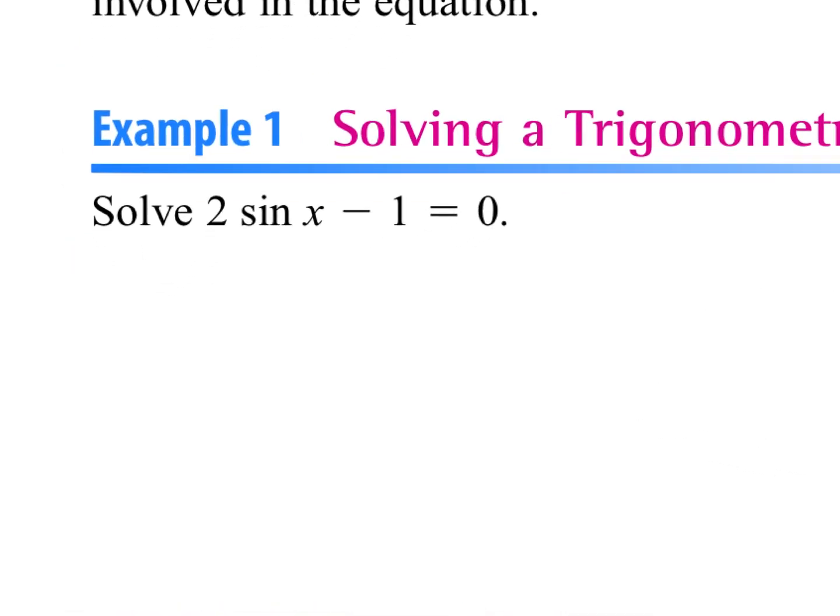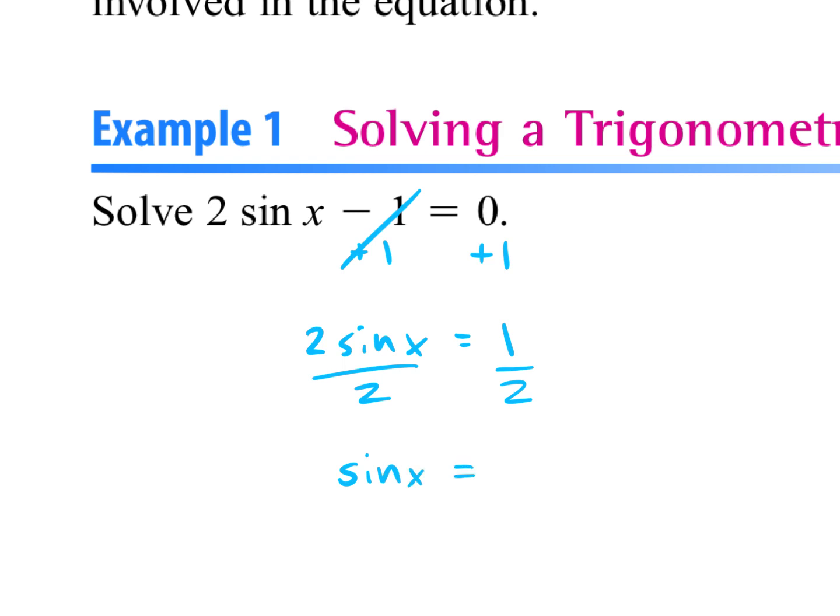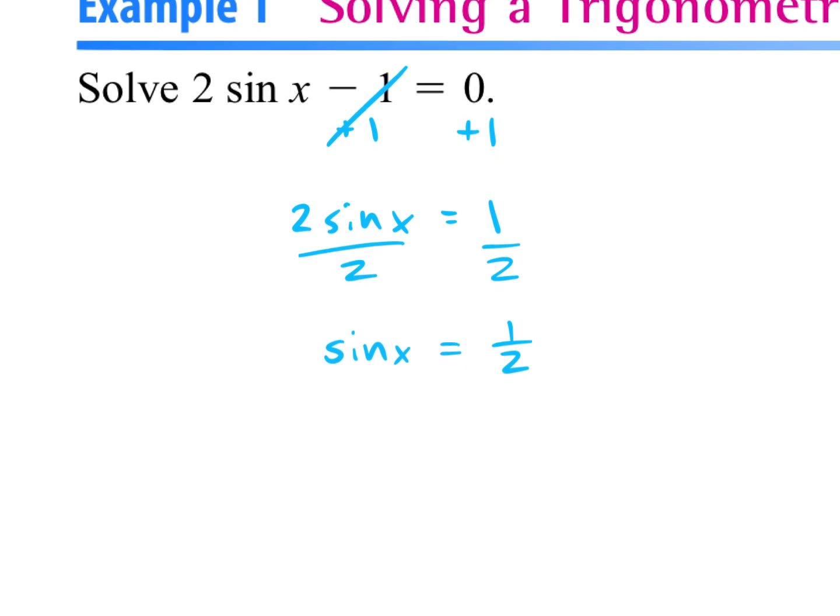So for example 1, what do you think I should do first? Add 1 to the other side. Then I have 2 sine of x is equal to 1. What do you think I should do next? Divide by 2. Awesome. We want to get our trig function with that variable all by itself. So I have sine of x is equal to 1/2.